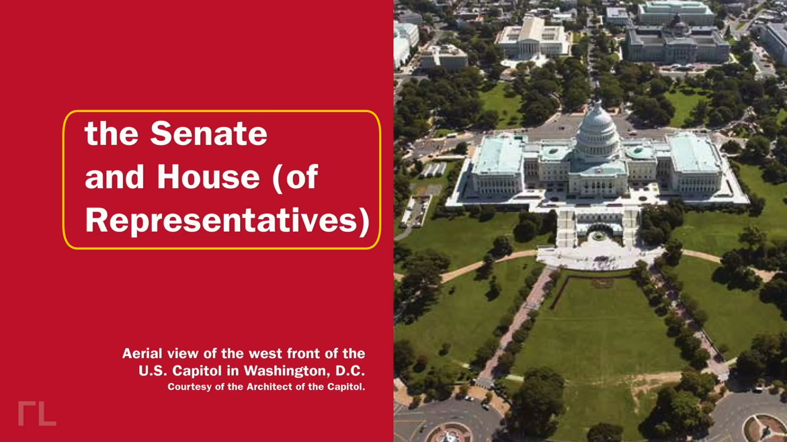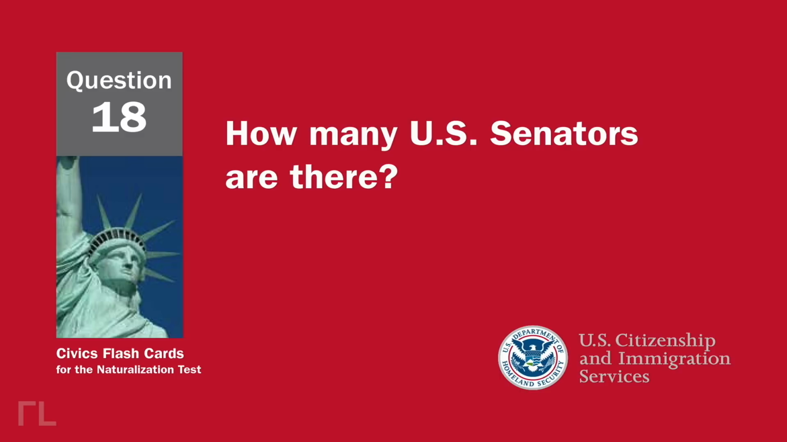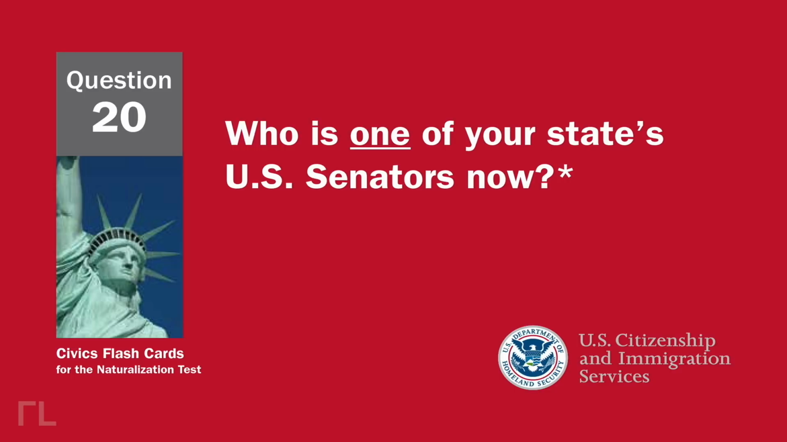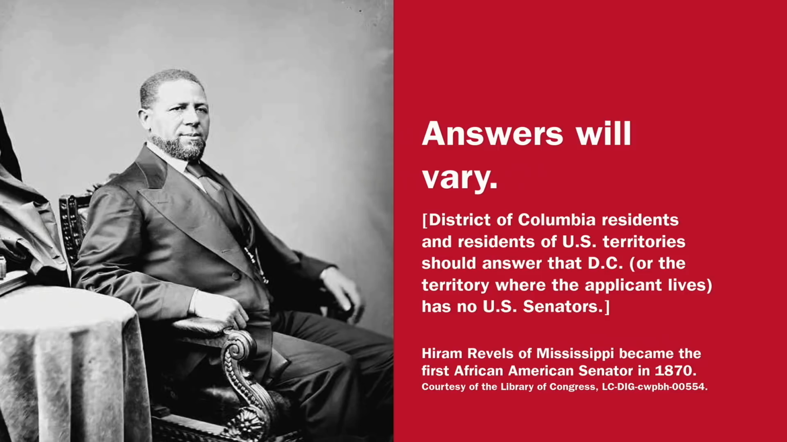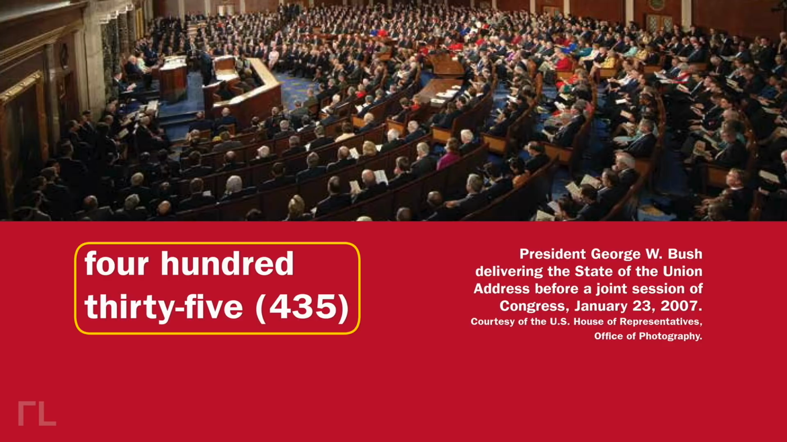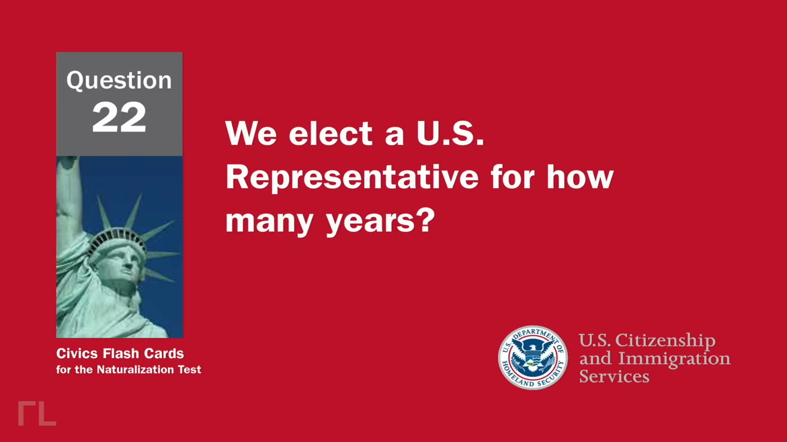How many U.S. senators are there? 100. We elect a U.S. senator for how many years? 6. Who is one of your state's U.S. senators now? Answers will vary. The House of Representatives has how many voting members? 435. We elect a U.S. representative for how many years? 2.